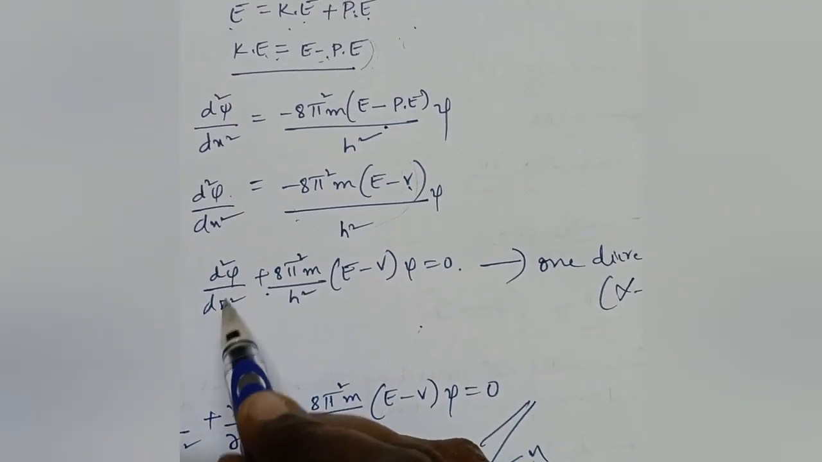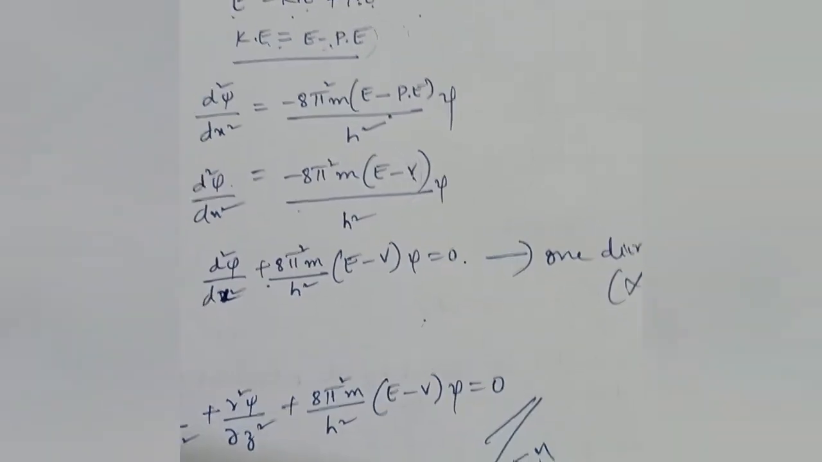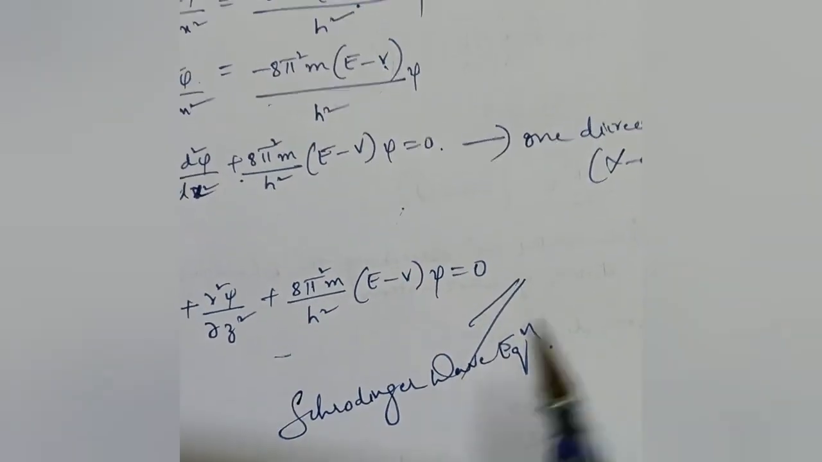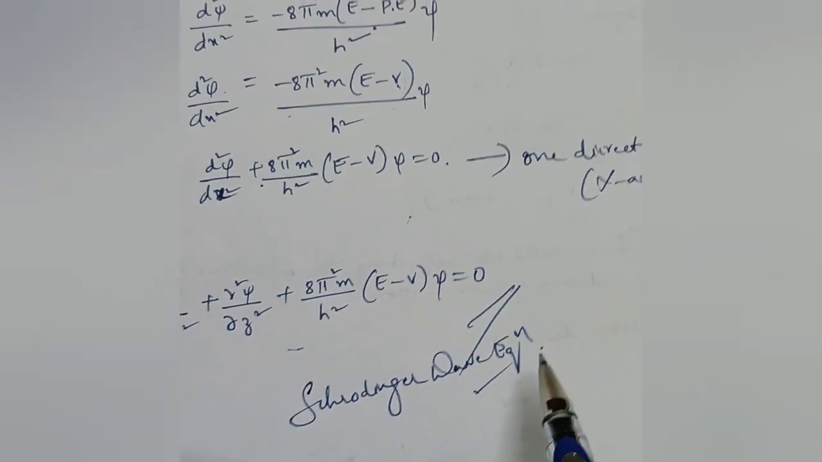Here we are talking along the x-axis only, but for a particle which is moving along the y and z axes, this will be the final equation. This is called the Schrodinger wave equation.